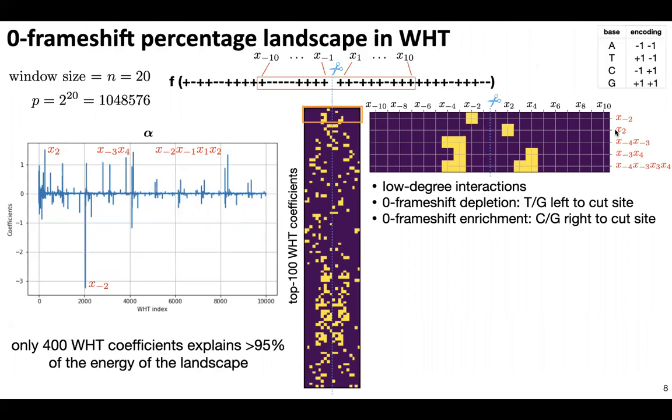Now let's think about how we can interpret these monomials. So let's focus on x_-2. Realize that the nucleotides that start with +1 in this encoding table are T and G, and also realize that the coefficient of x_-2 in the plot on the left is negative. In particular, it is -3. Therefore, this monomial x_-2 is saying that the presence of a T or G to the left of the cut site will deplete zero frame shifts.